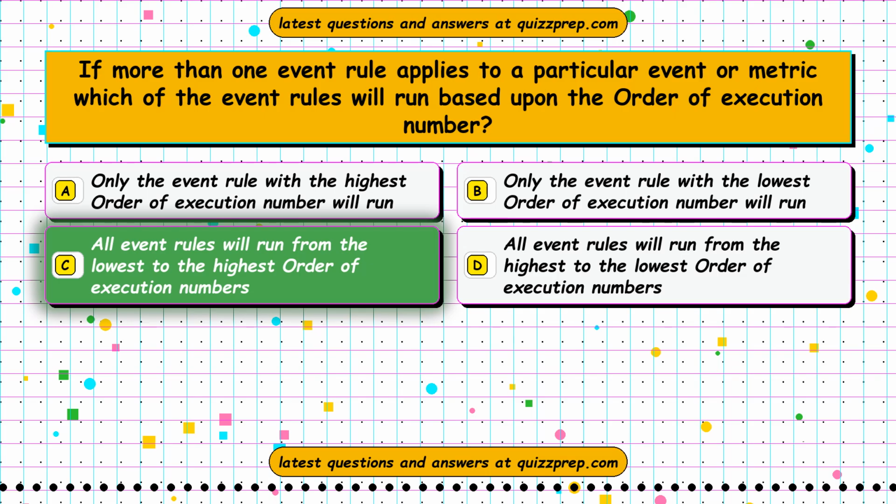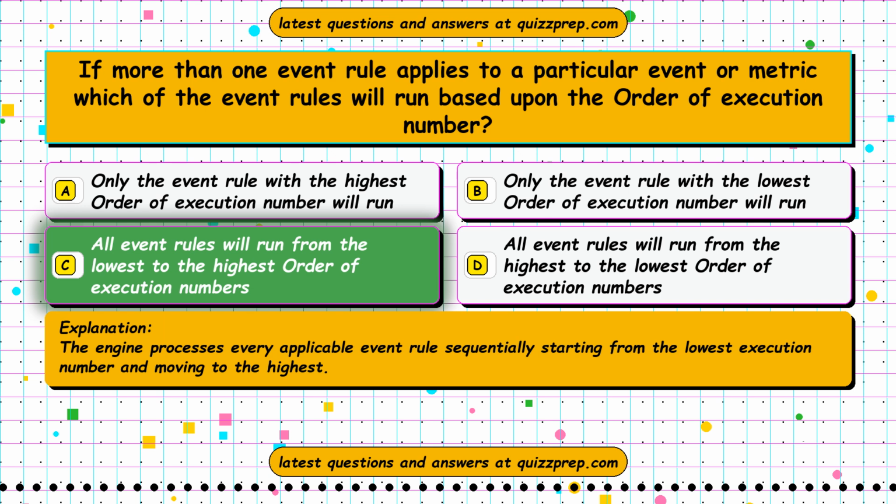The correct answer is option C. All event rules will run from the lowest to the highest order of execution numbers. The engine processes every applicable event rule sequentially, starting from the lowest execution number and moving to the highest.